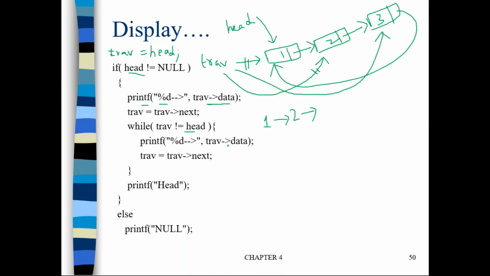So again print traverse arrow data, that is 3 and an arrow mark. Then once again traverse equal to traverse arrow next. So now traverse is no more pointing to node 3. Node 3's next is the first node, so it is pointing to the first node. Again it comes back here and checks, while traverse not equal to head, no, traverse is equal to head. As traverse is equal to head, the loop will break and it will come out. After coming out, it will display head, because node 3 is pointing to head. So this is the logic for displaying.